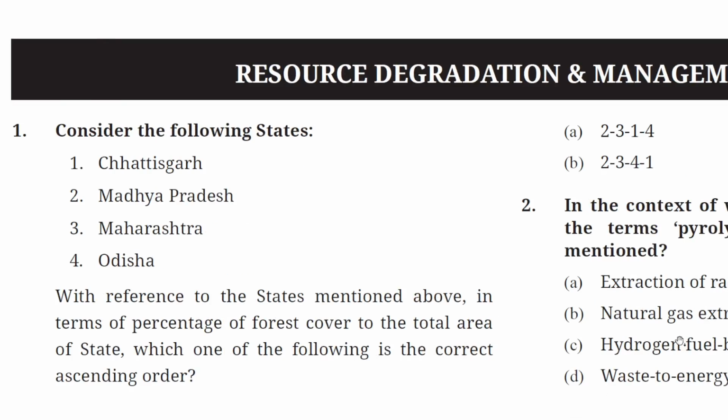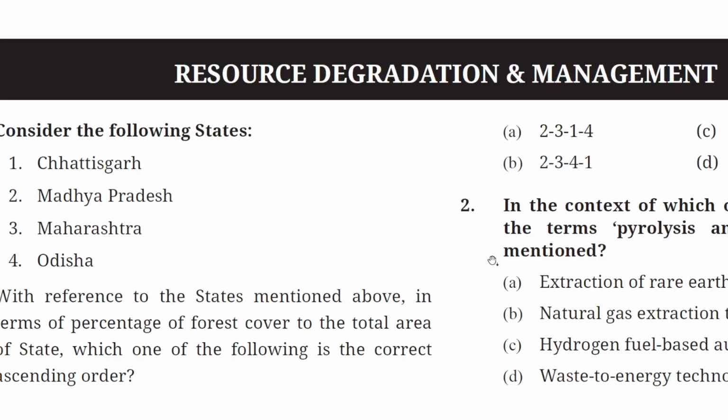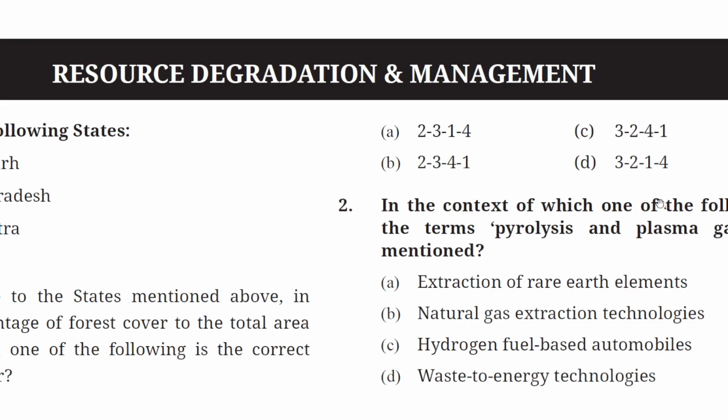Questions from Resource Degradation and Management. Consider the following states: Chhattisgarh, Madhya Pradesh, Maharashtra, and Odisha. With reference to the states mentioned above, in terms of percentage of forest cover to the total area of the state, which one of the following is the correct ascending order? So, correct ascending order has been asked. Maharashtra has more percentage of forest cover, then it is Madhya Pradesh, then followed by Odisha, then Chhattisgarh. So answer is C, 3241.